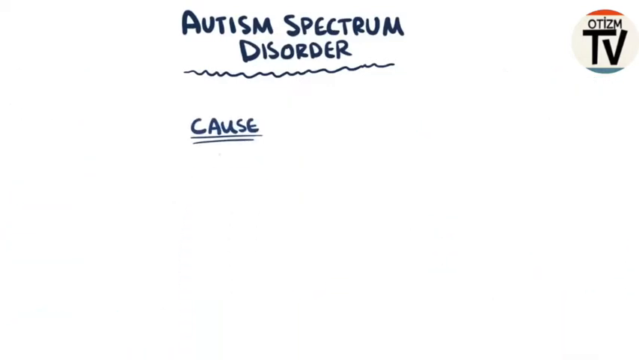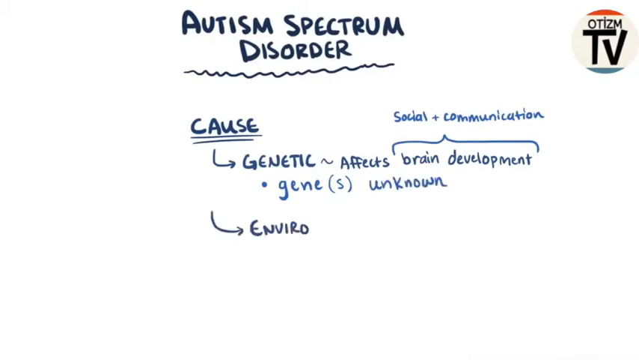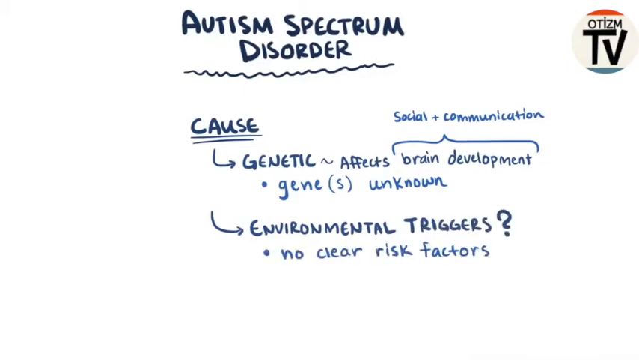Generally speaking, autism spectrum disorder is thought to have a genetic cause, which ultimately affects brain development, specifically areas that affect social and communication behaviors. Which genes or combination of genes that are affected in autism spectrum disorder, though, is still very much a mystery. In addition, there are a bunch of environmental triggers that have to be explored, but at the moment there are no clear risk factors that have been identified.